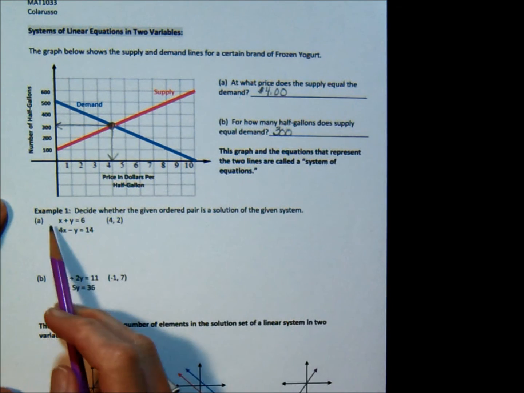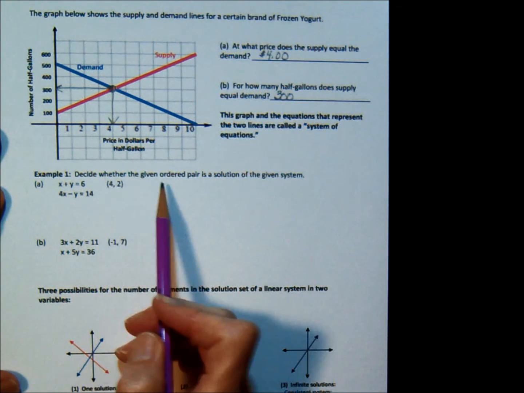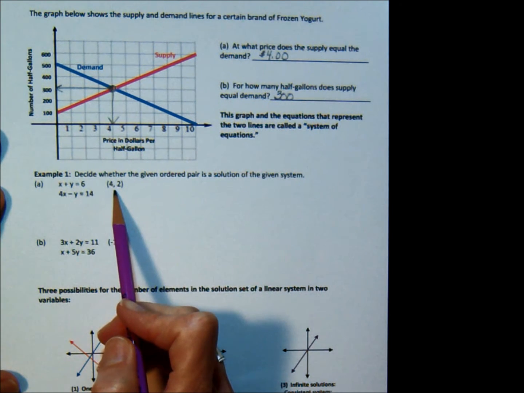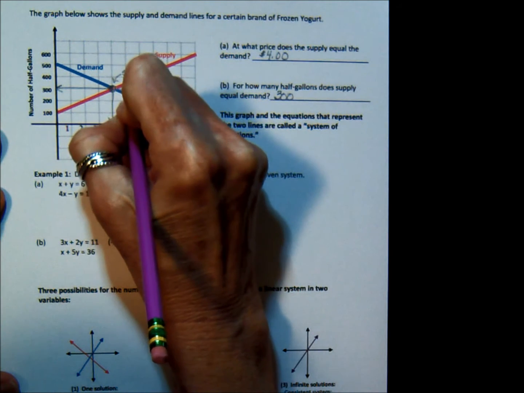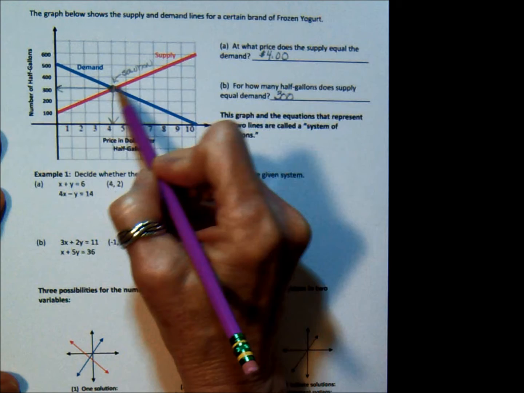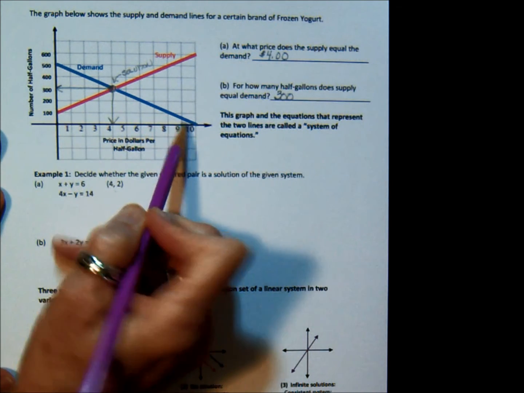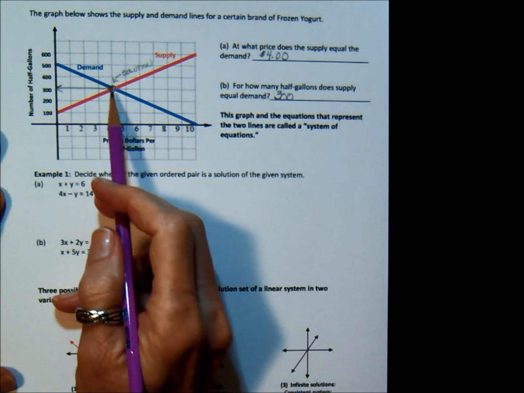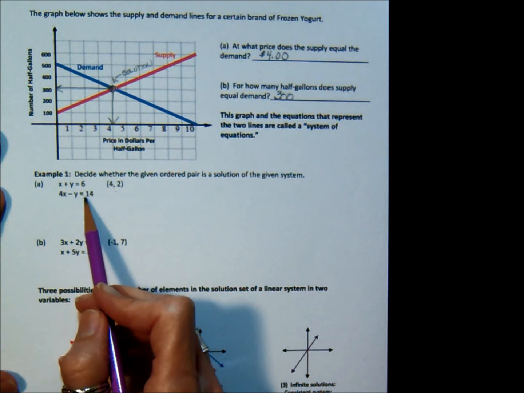So let's look at example 1, and the first thing we're going to do with the system is decide whether an ordered pair that we are given is a solution to that system. Let's go back to our graph. This point right here is a solution to whatever the equation was for the supply line, and it is a solution for whatever the equation was for the demand line. Now, I didn't give you those two equations. I didn't really want to. So let's look at this example and see if this point is the solution to these two.